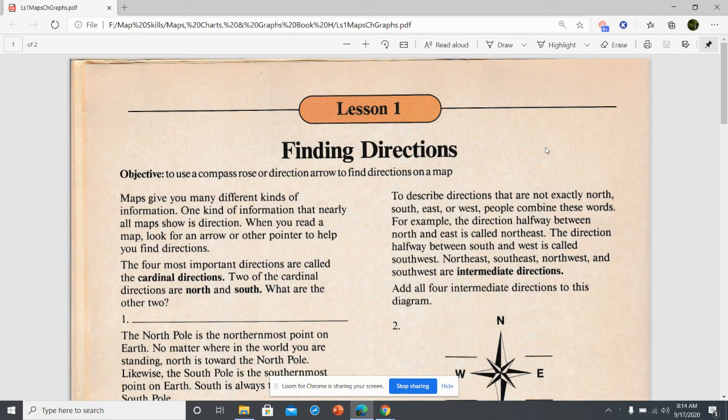Maps give you many different kinds of information. One kind of information that nearly all maps show is direction. When you read a map, look for an arrow or other pointer to help you find directions. The 4 most important directions are called the cardinal directions. 2 of the cardinal directions are north and south. What are the other 2? So you're going to answer that. You've got to name the other 2 cardinal directions.